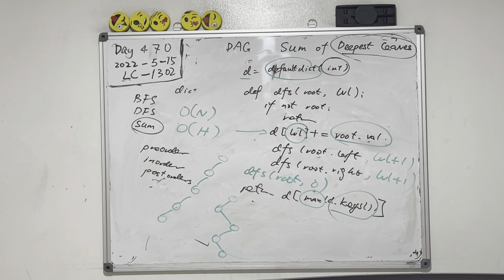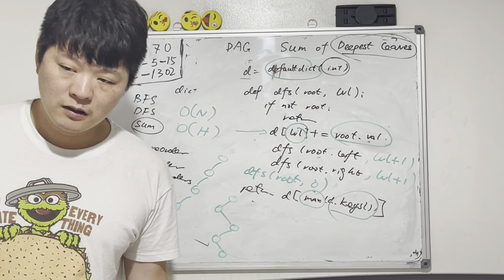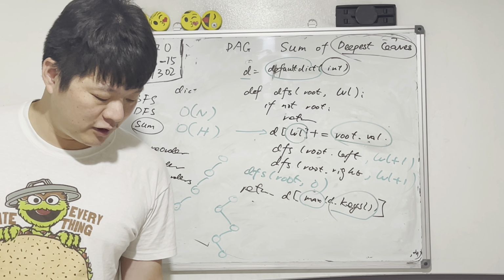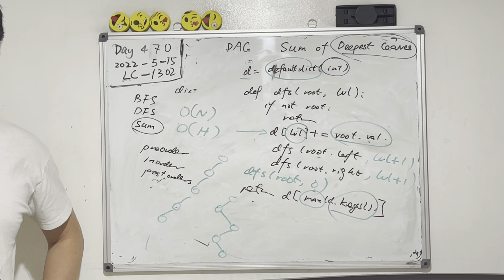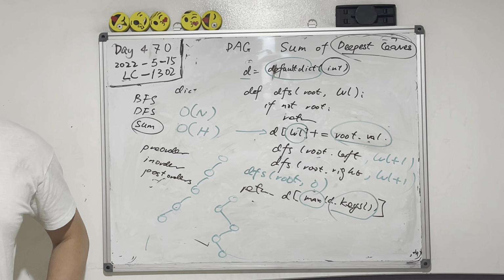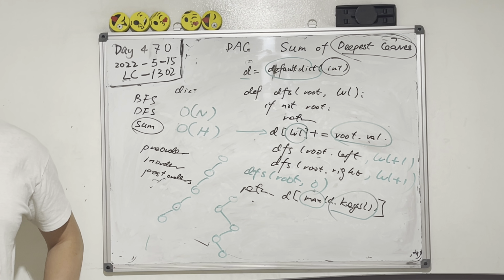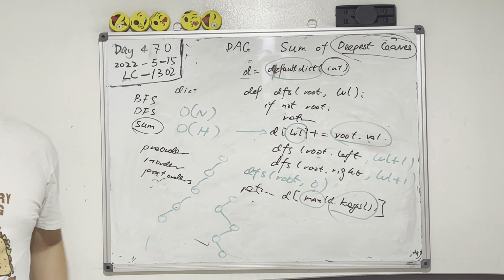Okay, what have you learned today so far? Come on, what have you learned today? What are we trying to do today? The sum of the deepest leaves. What kind of algorithm can we use today? We're using depth search. How do we implement this depth search? Recursion. And what kind of data structure do we need to use to store the sum for each level? We're not using any stack, we're using a dictionary to store the keys and values.